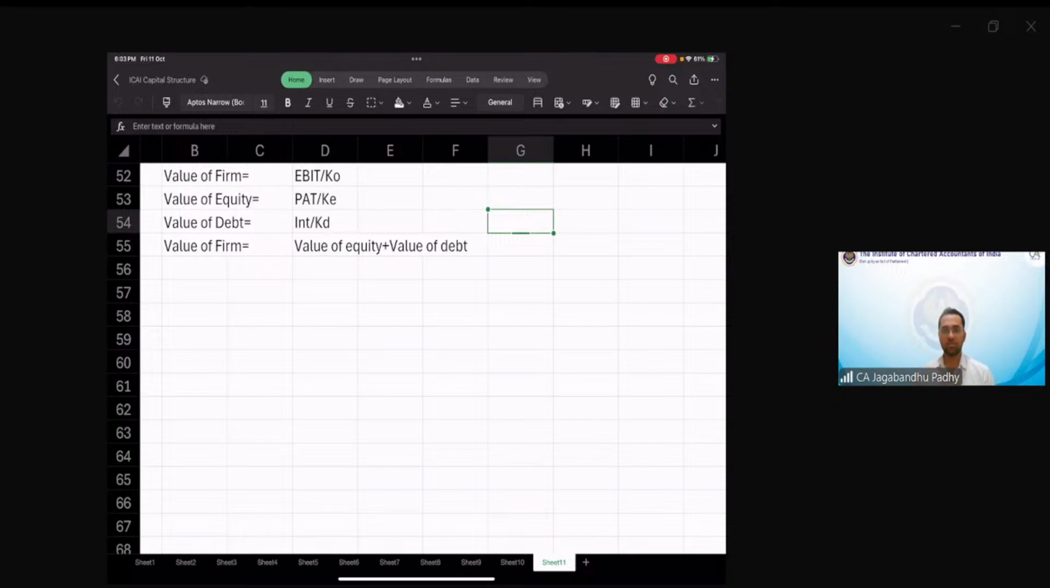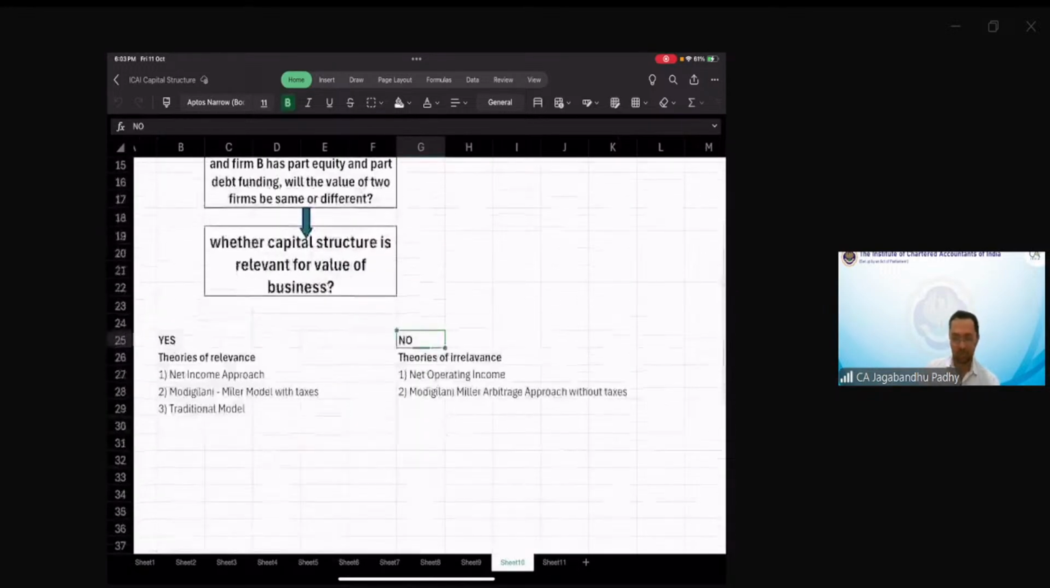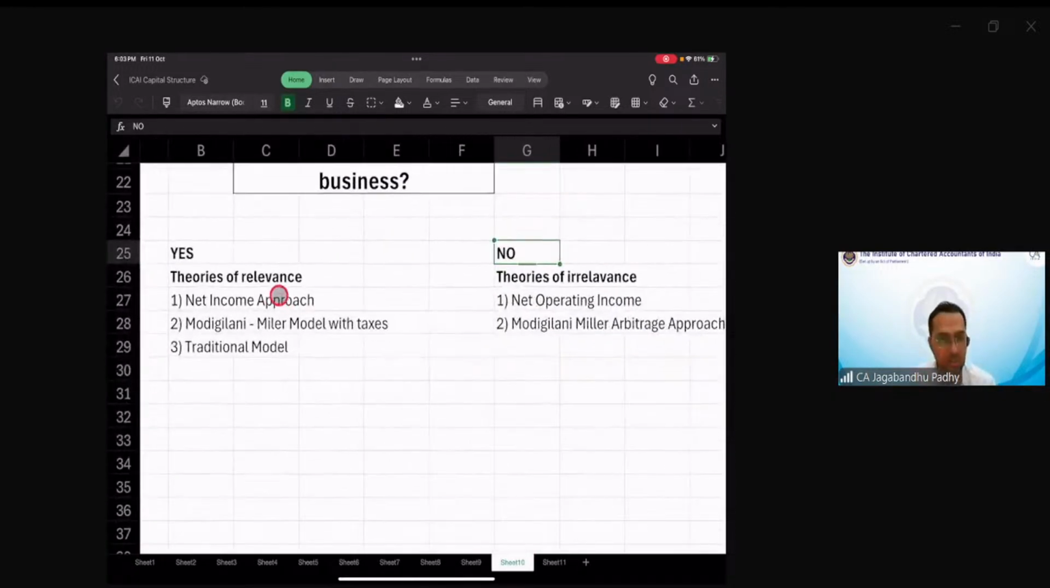Now it's time for us to take up the theories. We have already discussed that there are two sets of theories. One set is called the theories of relevance, which state that capital structure is going to affect the value of the business. And we have the other theories, the theories of irrelevance, where the capital structure is not going to affect the value of the company or the value of the business, right?